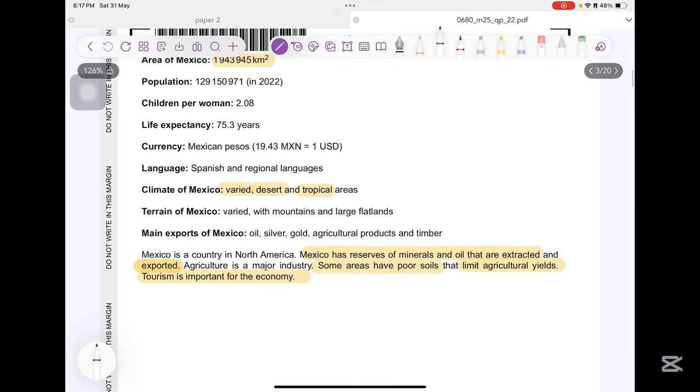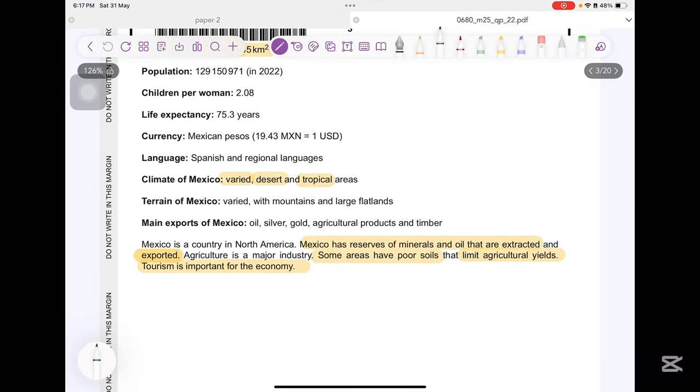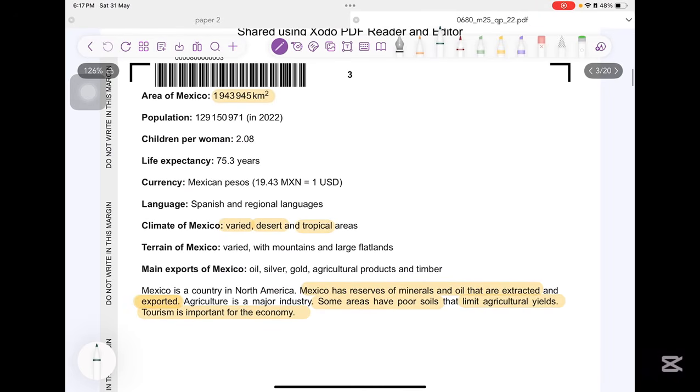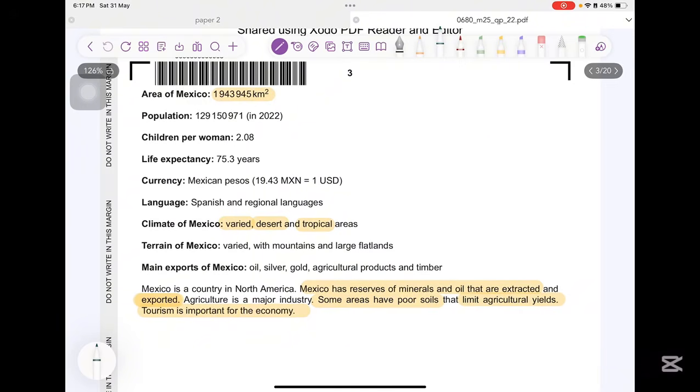They told you that Mexico is a country that reserves minerals and oils. They're extracted, okay, and exported. So they count on them for income to improve the economy. They told you they got poor soils, so they need more fertilizers. They got limited agricultural yields, so they might import crops. Tourism is important for the economy. They give you the population. They give you the area, because in some questions they might not give you the area and the population and ask you to calculate it.